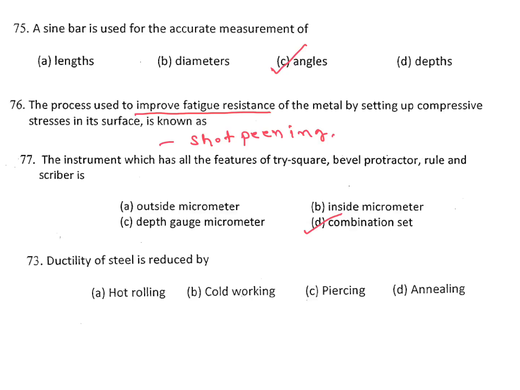So, next question. Ductility of steel is reduced by A. Hot rolling, B. Cold working, C. Piercing, D. Annealing. In cold working, ductility reduces, but yield strength increases. This one also already discussed. Repeated question.